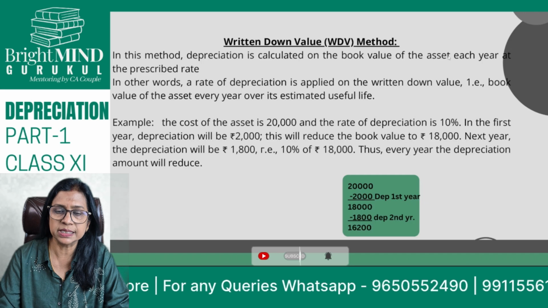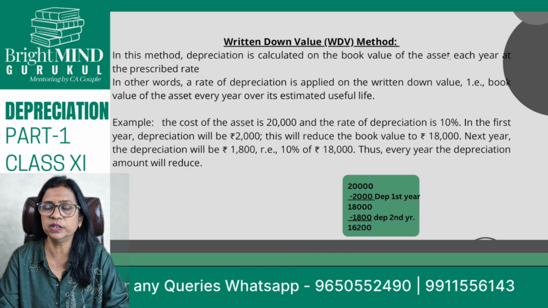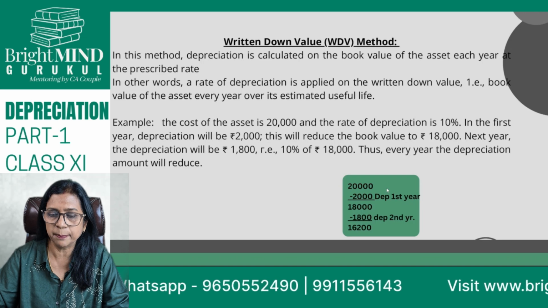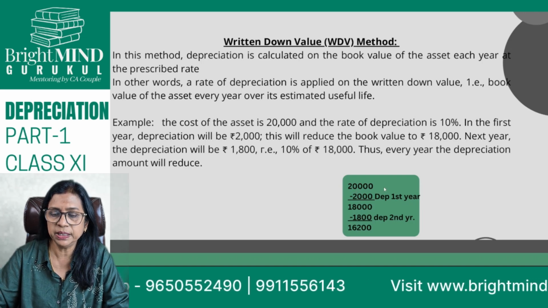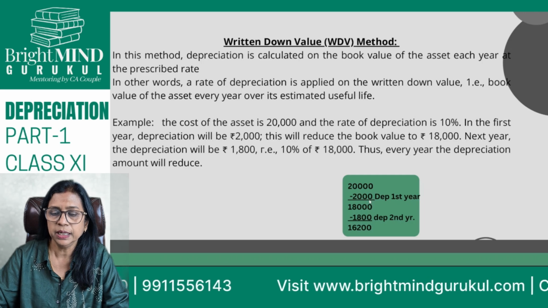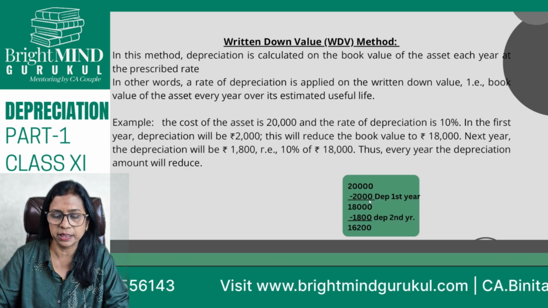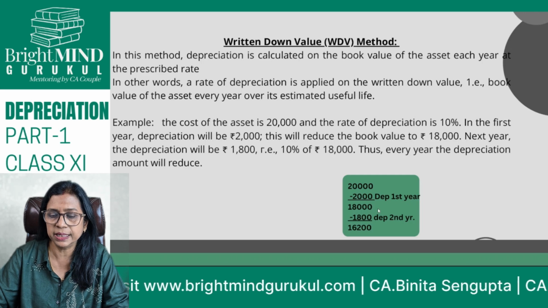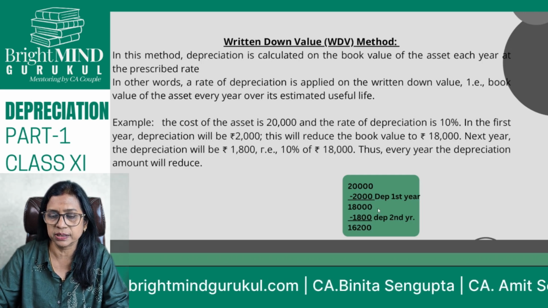The cost of the asset is 20,000 and the rate of depreciation is 10%. Okay. So in the first year what happens? 20,000 will be the cost and 10% depreciation means at the end of the year 2,000 will be deducted. So that makes it 18,000. WDV at the end of first year is 18,000.